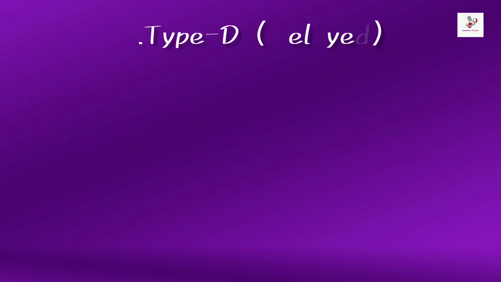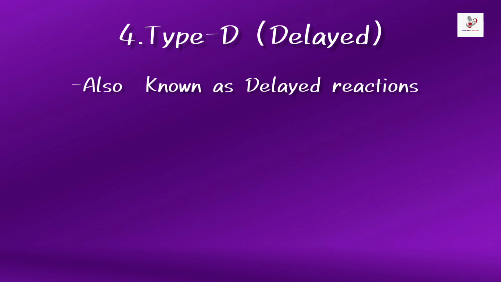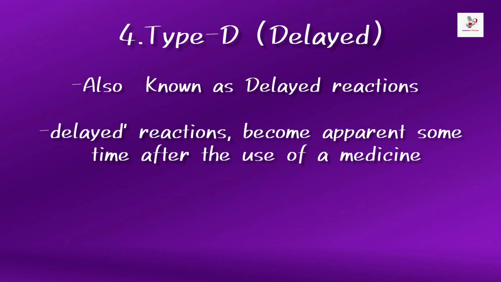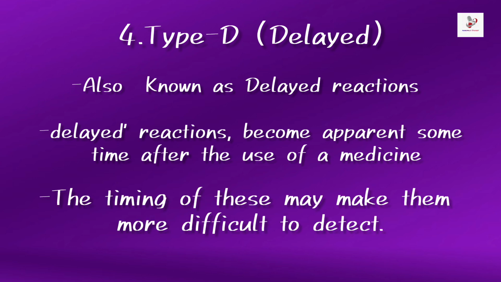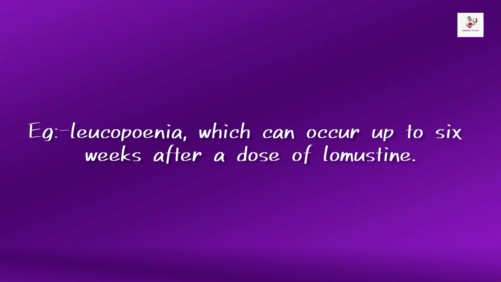Type D. D stands for delayed. The type D reactions are also known as delayed reactions, or adverse reactions that occur after a long latency period, often weeks, months or even years after exposure to the drug. The type D reaction becomes apparent sometime after the use of the medicine. The timing of them makes them more difficult to detect. An example is leukopenia, which occurs 6 weeks after the dose of lomustine.